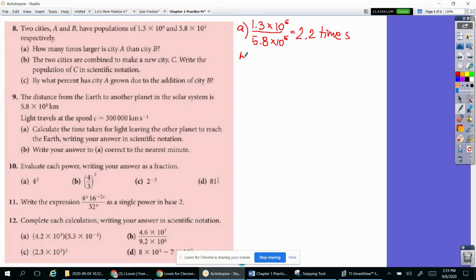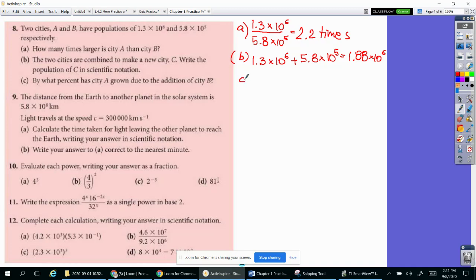Now, part B: the two cities are combined to make a new city C. Write the population of C in scientific notation. What that means is we have to add the populations of both towns to get the new population of city C. When you put that in your calculator, you will get that the population of new city C is 1.88 times 10 to the 6th power.